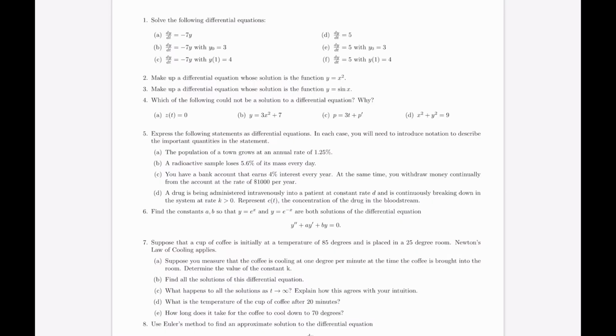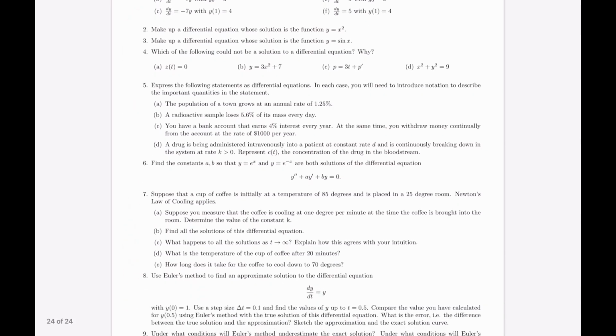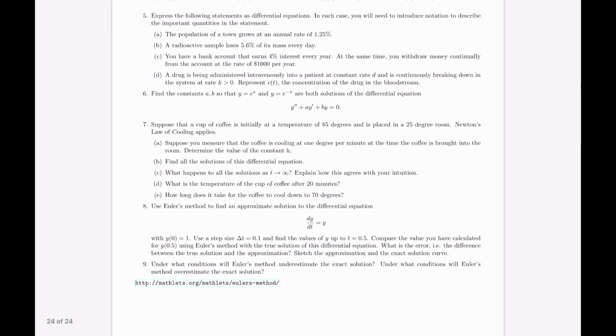Now, on the last slide here, you will find additional problems that span the entirety of this chapter 4. There are problems on the solutions of differential equations, there are problems on a couple of applications, as well as the problems for Euler's method. Also, check out this website for yet another way to use Euler's method calculator.